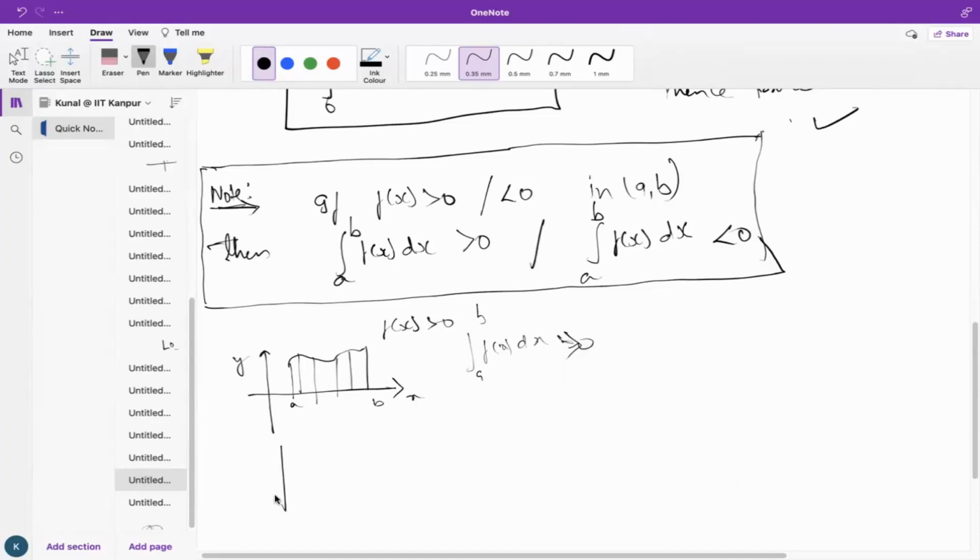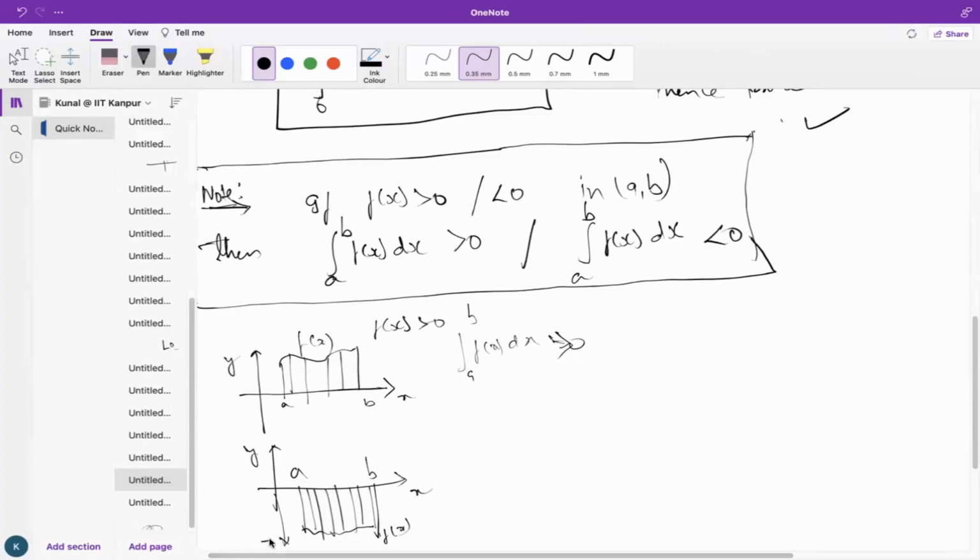Now the second thing is, this is the x-axis and this is the y-axis. If our function is negative, there is a, there is b. If you look at the graph of the function, this is the graph of the function f(x). If you look at the graph, for each and every single value of x, the value of the function is negative.